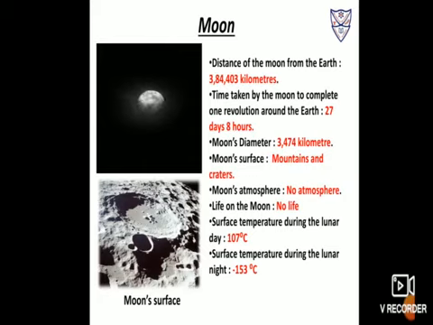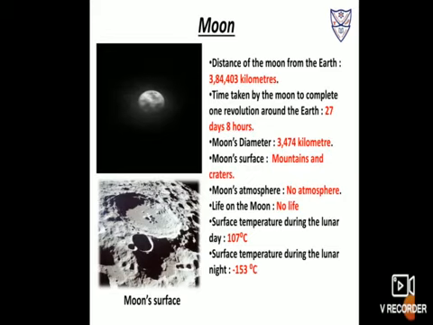Now students, let us discuss the characteristic features of the Moon. First is the distance of the Moon from the Earth, that is 3,84,403 kilometers. The time taken by the Moon to complete one revolution around the Earth is 27 days 8 hours, that means 27.3 days. The Moon's diameter is 3,474 kilometers, that is a little more than 1/4 the size of the Earth.